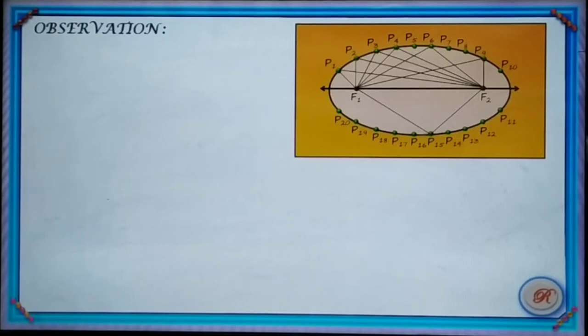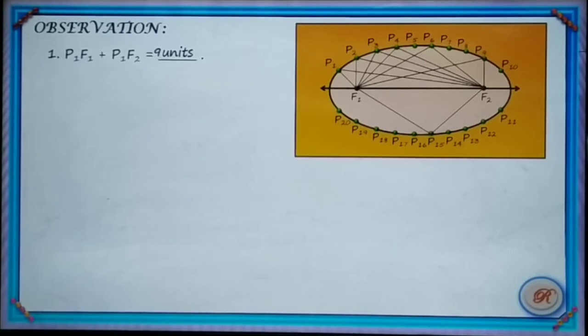Observation. Number 1. P1F1 plus P1F2 is equal to 9 units, that is the length of major axis. Second one, P2F1 plus P2F2 is equal to 9 units.